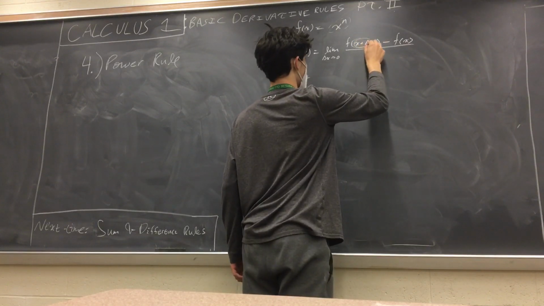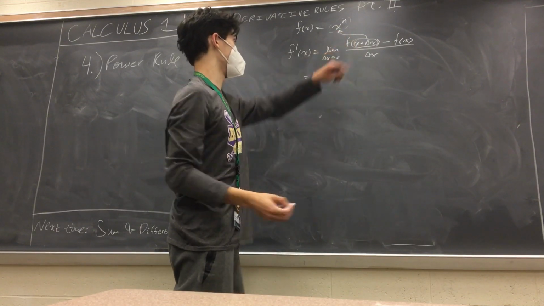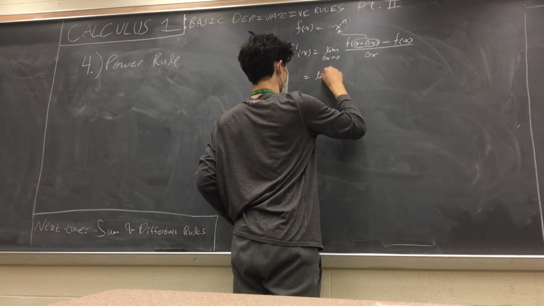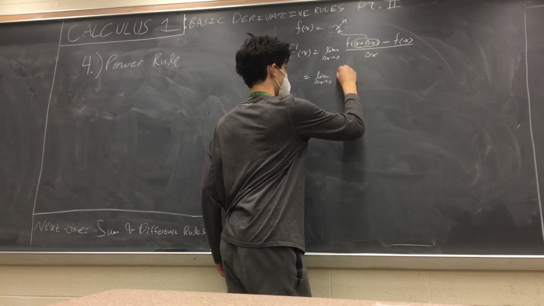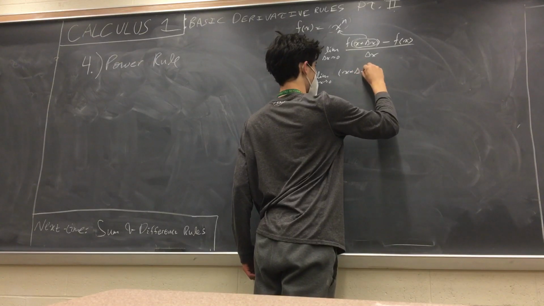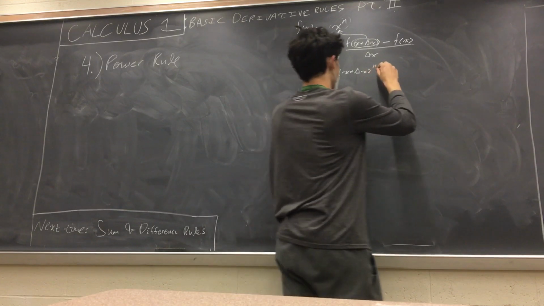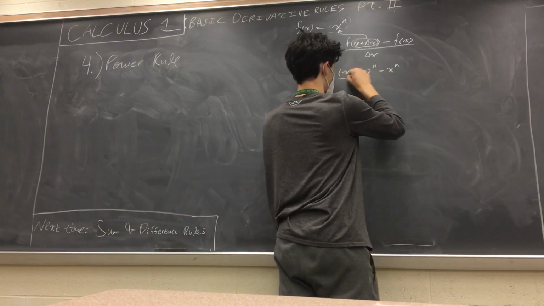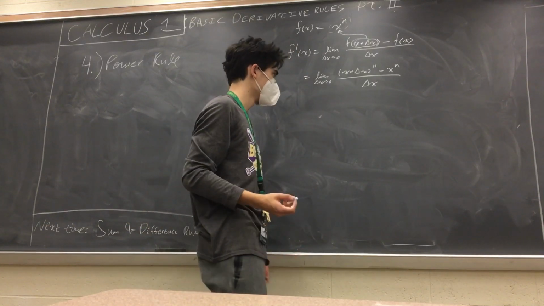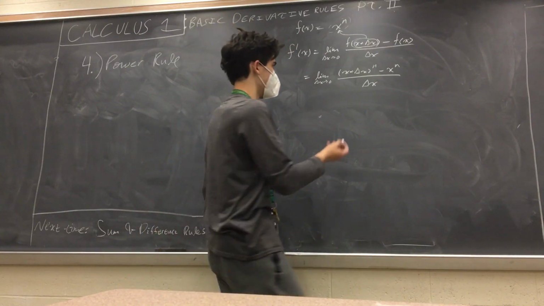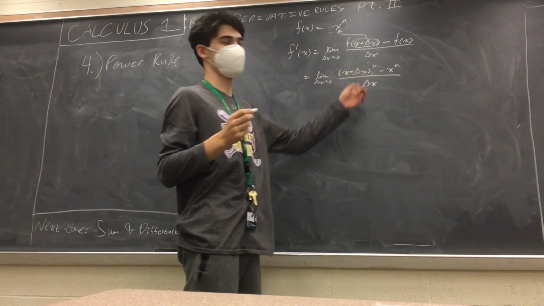So for this part, we plug x plus delta x in for x in our original function. So we get that this is the limit as delta x approaches 0 of x plus delta x to the n minus x to the n, all over delta x. Now in order to simplify this, we would need to expand this here out.